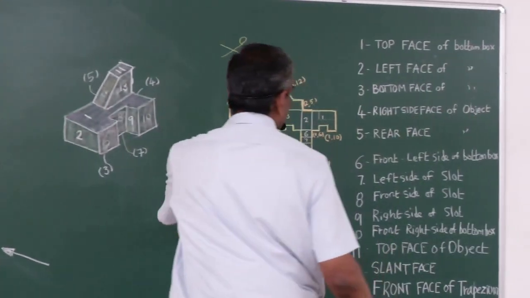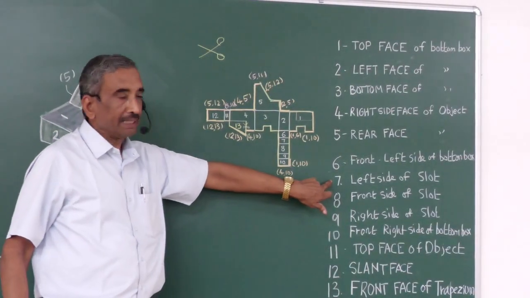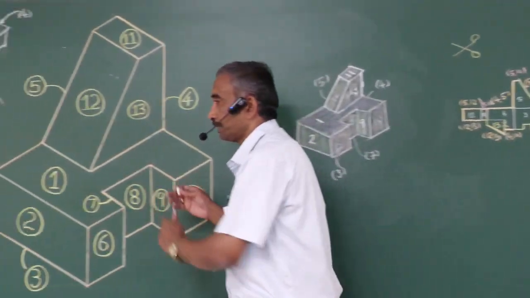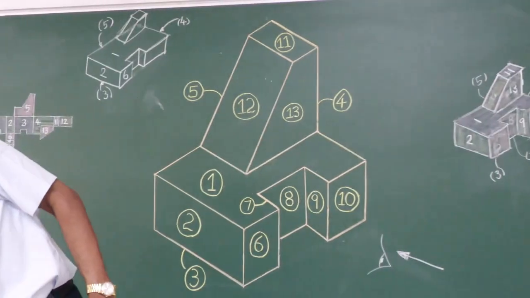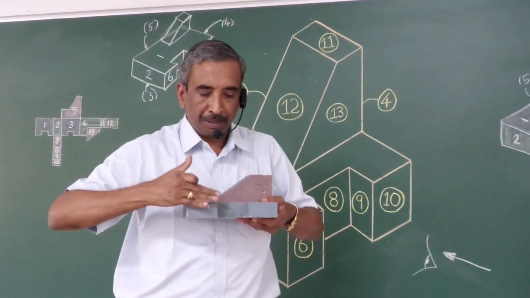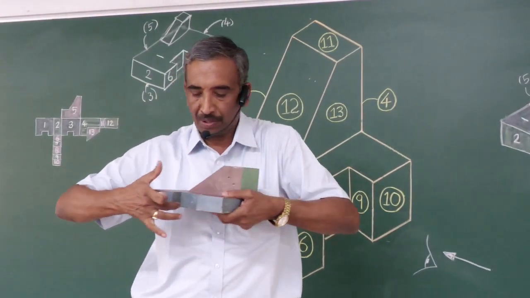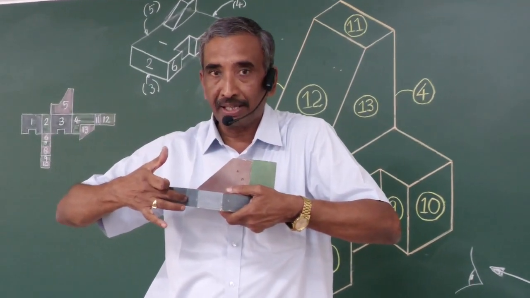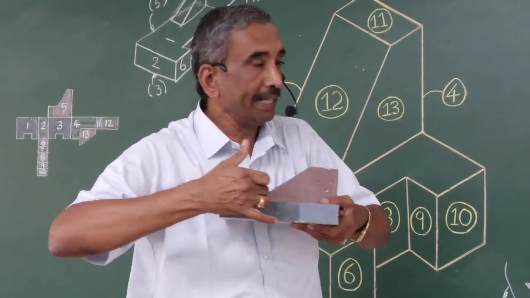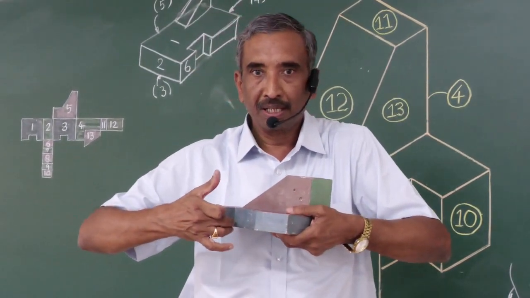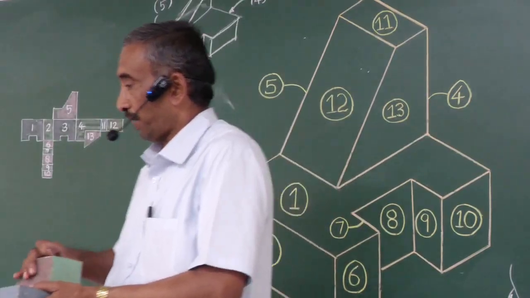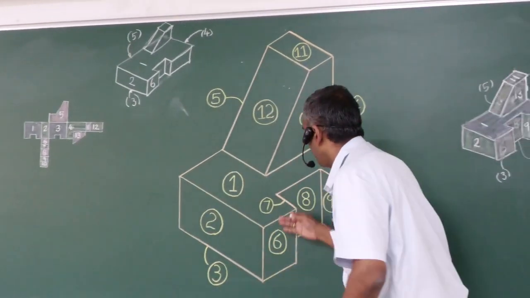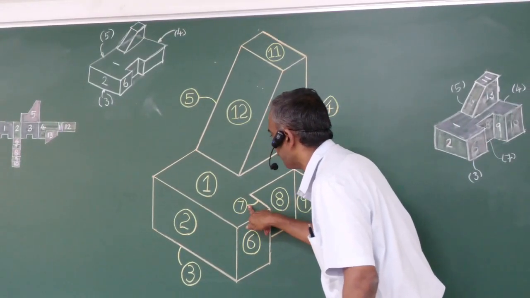What is face 7? That is the left side of my slot. We have seen a slot. So this is my face 6 and this is my face 7. This face is named the left side of the slot. Let me mark this face 7 in the 3D drawing. This face is called face 7.